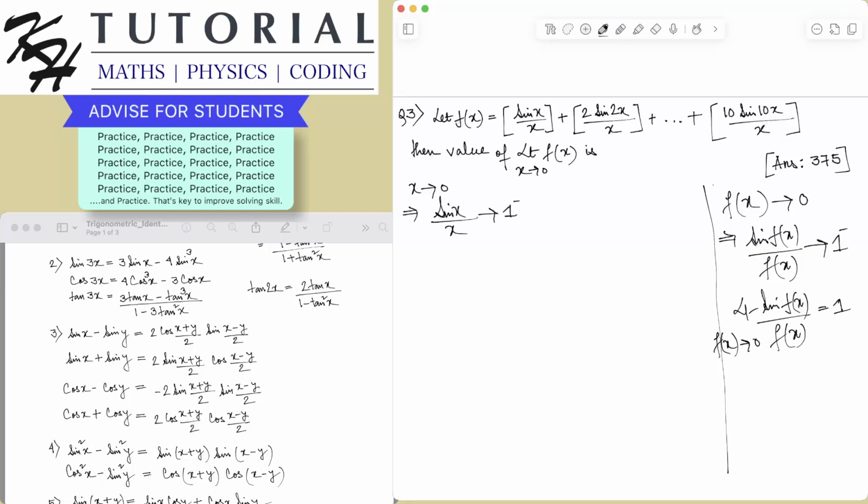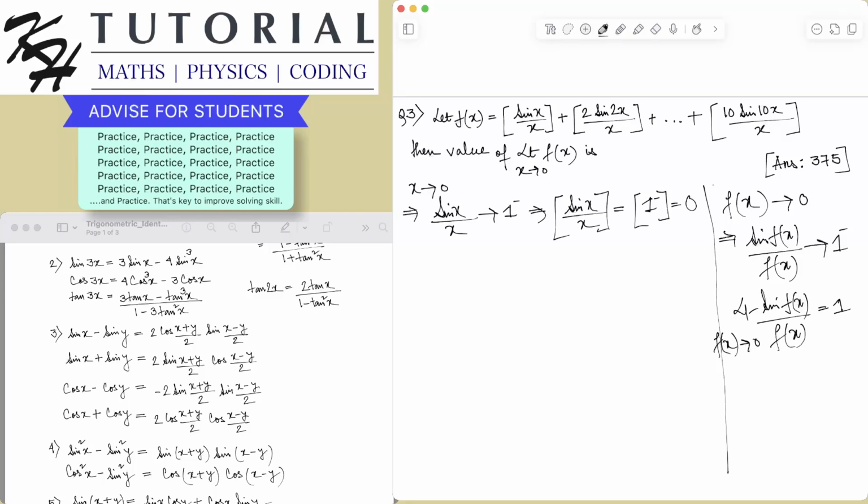Again, 2 sin 2x by x. And this implies when sin x by x is tending to 1 negative, then box of sin x by x will actually be equal to box of 1 negative, which is equal to 0.